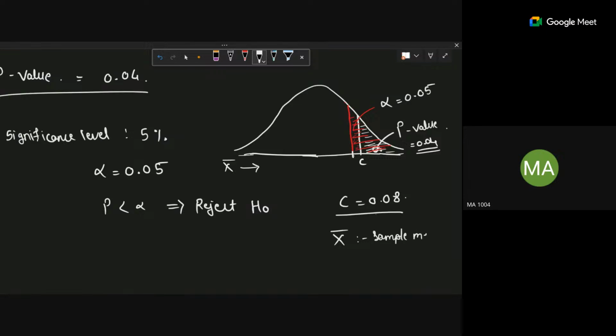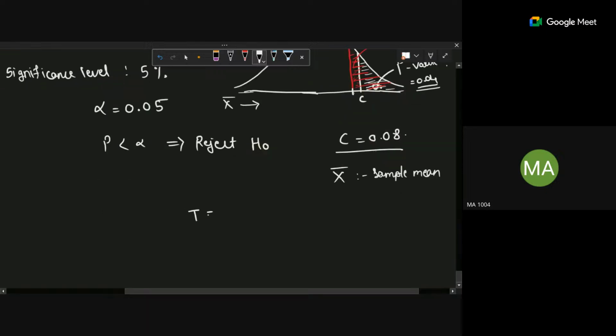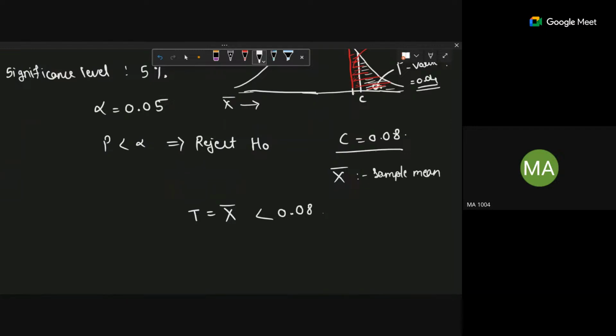You calculate your sample mean and compare it with the C. Whenever your sample mean, which I say X bar, is less than 0.08, then only you reject your null. Otherwise, no need to reject it. There are two criteria to reject your null hypothesis. One is through the sample mean, that means through your test statistic, and one is through p value and alpha value. So in this particular case, we have rejected using p value.